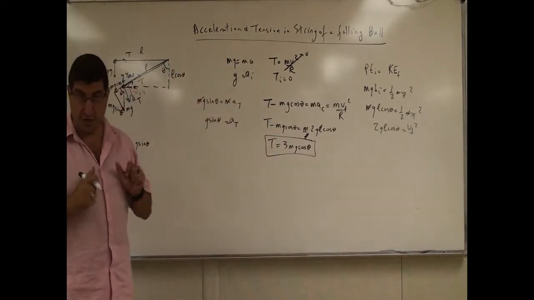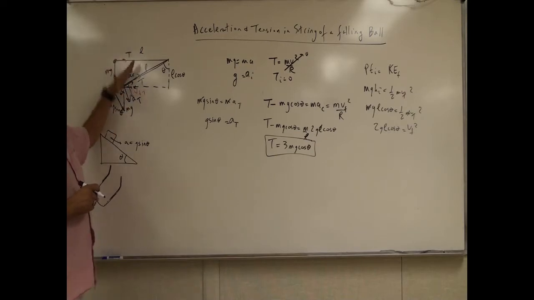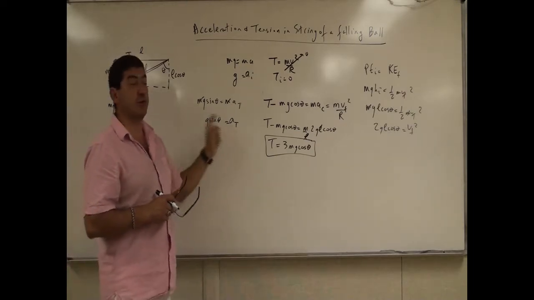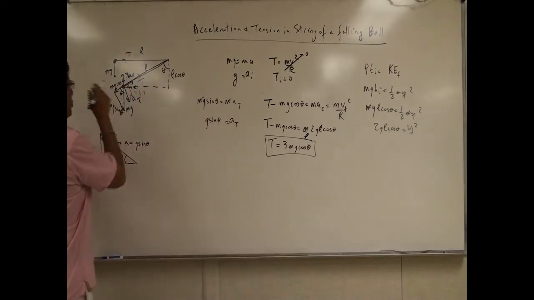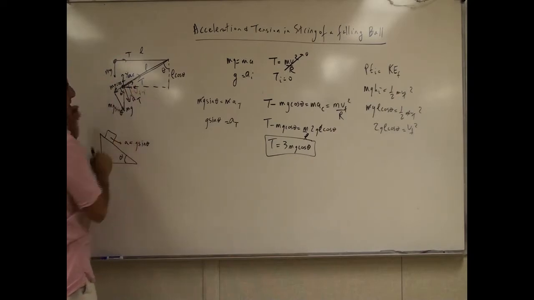Okay, so this gives us an expression for the tension in the string no matter what the position of the object is, right? The tension in the string. Now we can also derive an equation for the total acceleration of the object, right? What is the magnitude of the total acceleration? The sum of this A tangential and A centripetal.